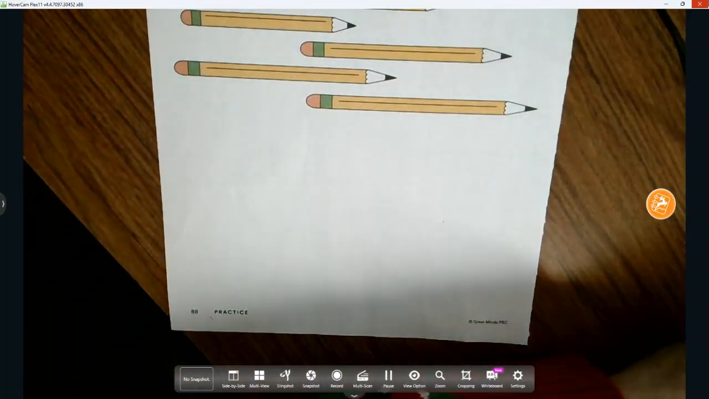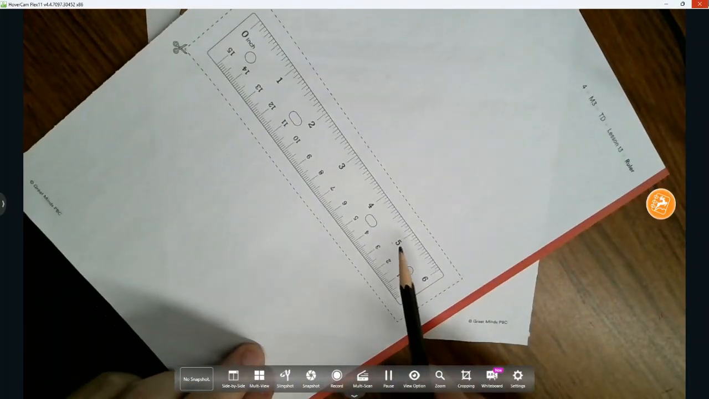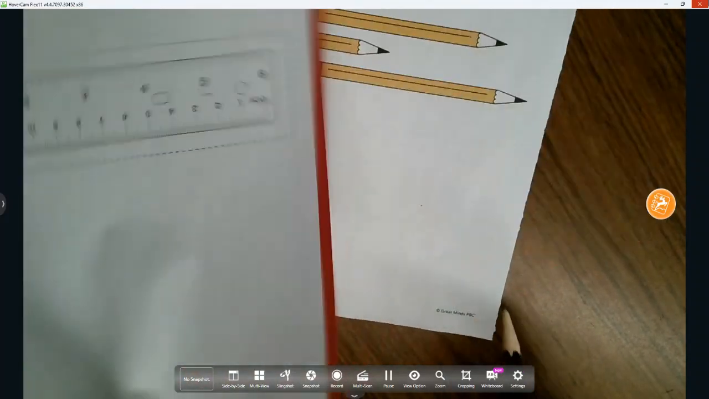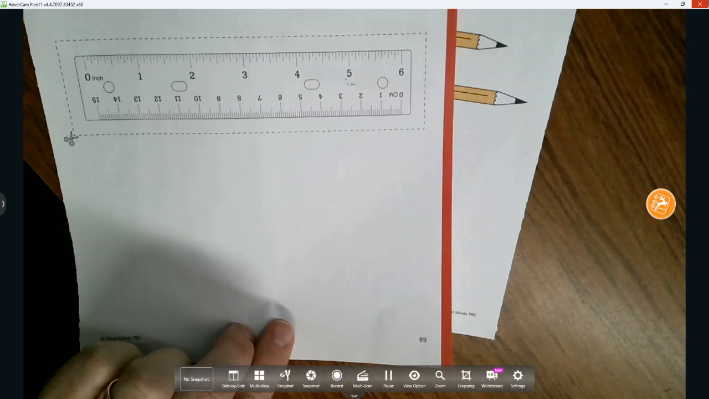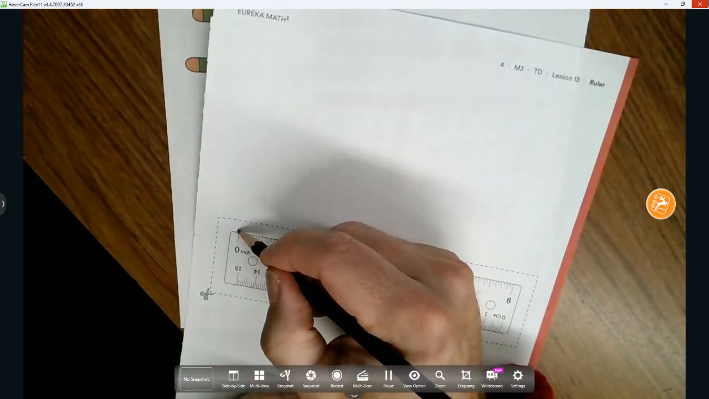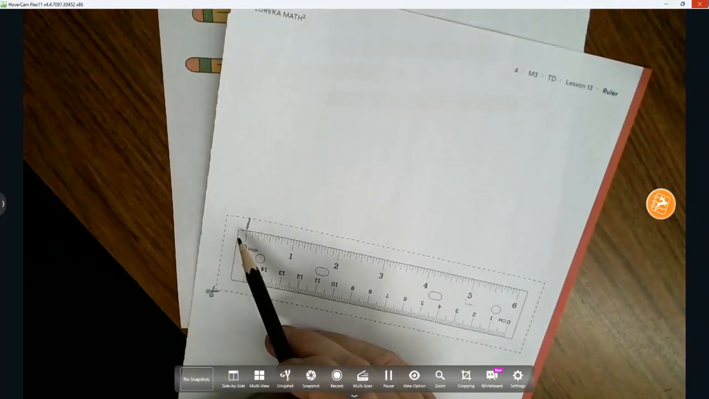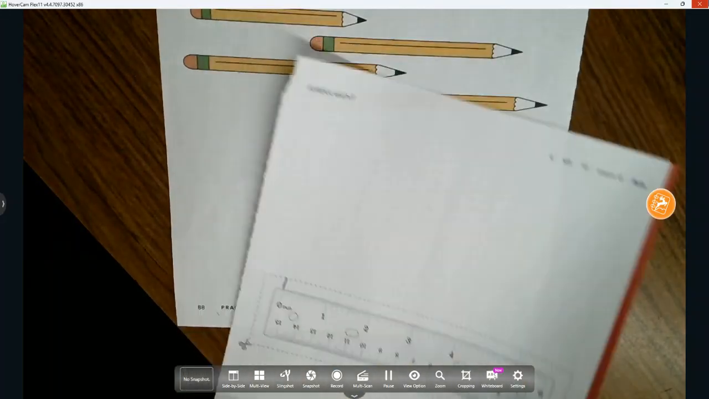And if you don't have it from last night, hopefully you ripped out that ruler. That's page 89. You should have your ruler from page 89. You're going to need it again. Remember, we're going to be starting our measurements right there at that 0, not at the end of the ruler because there's no measurements there, and not at the dotted line.